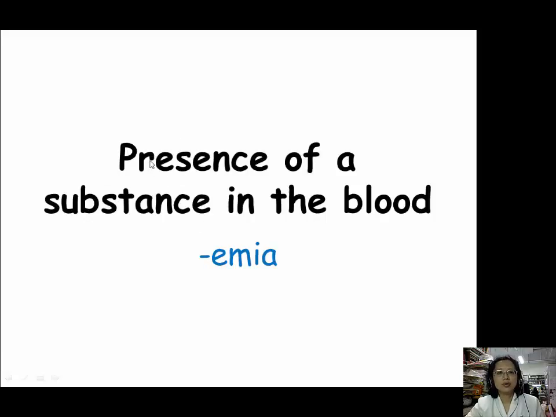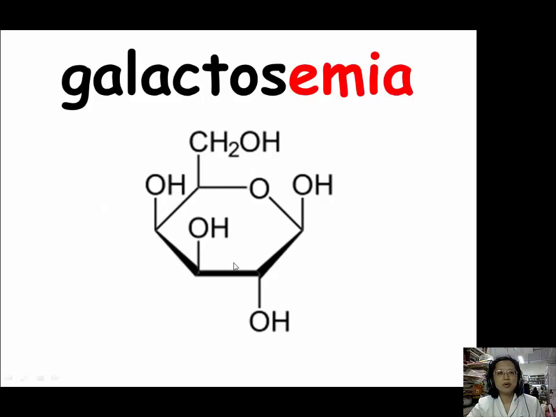Next, we are going to learn that when we want to describe something referring to the presence of a substance in the blood, we use the suffix emia. Our example is galactosemia. Galactosemia is a general term encompassing three autosomal recessive disorders resulting from defective galactose metabolism.